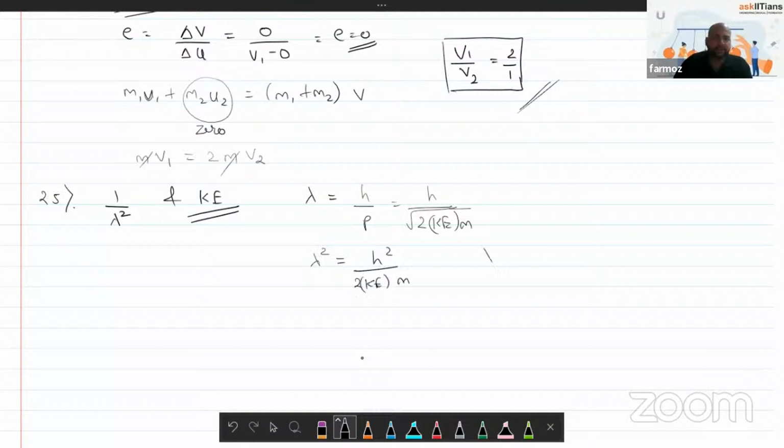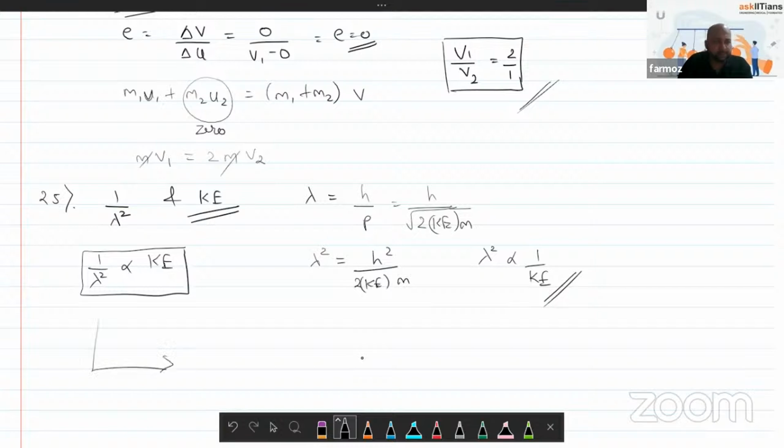Or exactly, lambda square is inversely proportional to kinetic energy. So 1 upon lambda square is directly proportional to kinetic energy. So obviously, the graph between them will be a straight line. Okay. So this will be your answer. The graph between them will be a straight line. So in the next session, we'll continue with your question number 26.